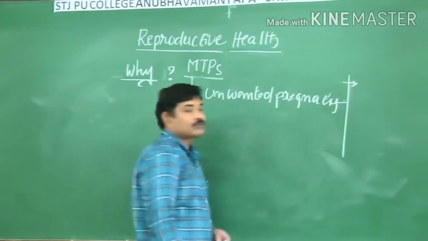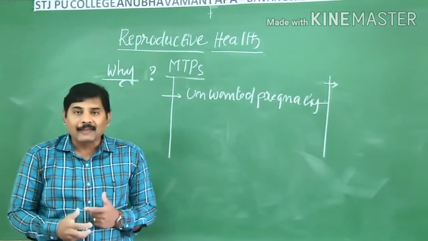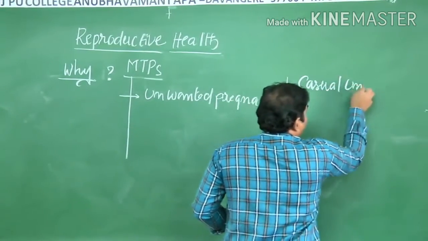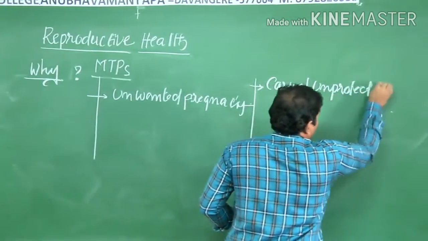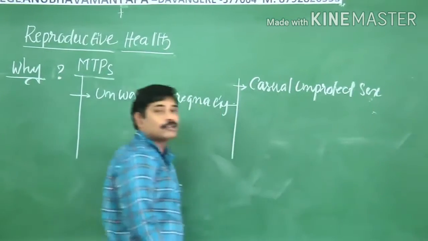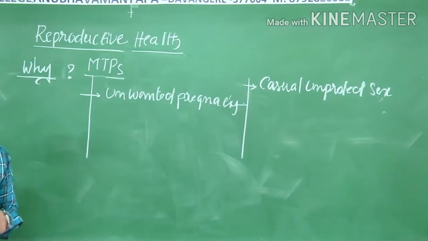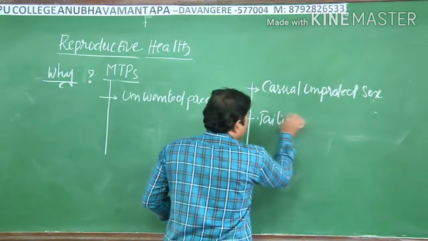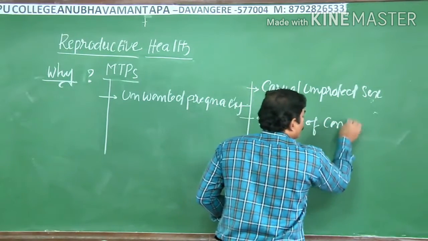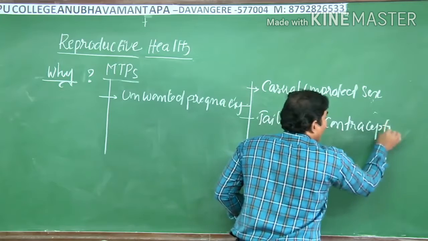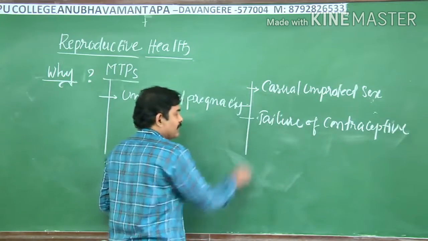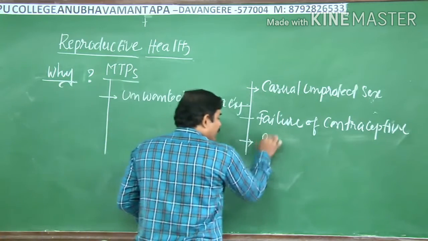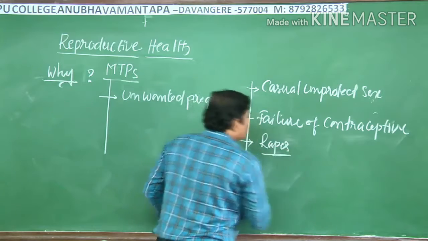First and foremost reason for pregnancy is casual unprotected sex. Casual unprotected sex or coitus leading to a pregnancy is one basic reason. The second one is failure of contraceptive methods. Whereas the third reason is, very rarely, rapes that are carried out.